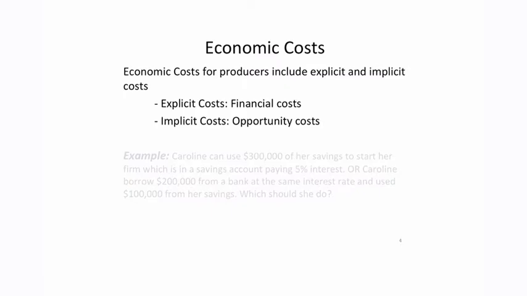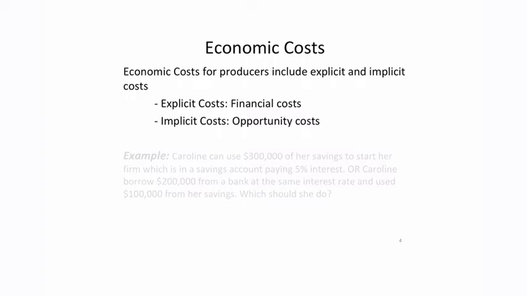Now, when we're thinking about the production decisions of firms on an economic basis, we need to think about it in terms of economic costs and economic profits. Now recall that one of the most important concepts in economics is opportunity cost. So when we think about the economic costs that a firm faces, we're thinking about this in terms of both explicit costs or financial costs, as well as implicit costs or opportunity costs that a firm faces.